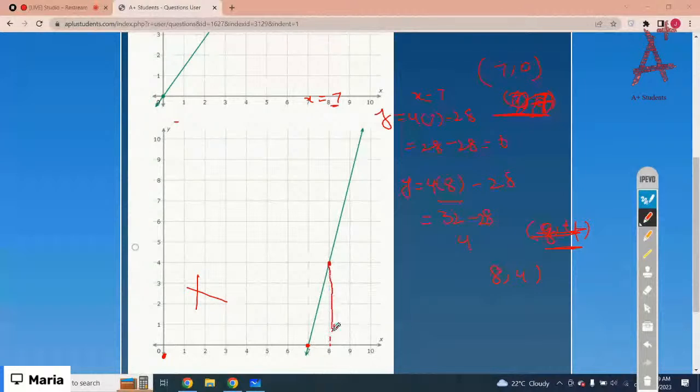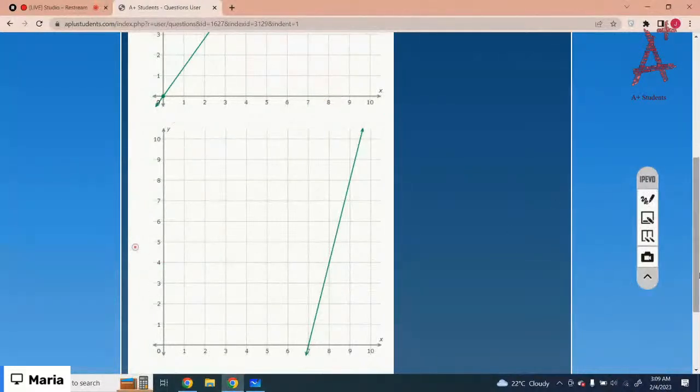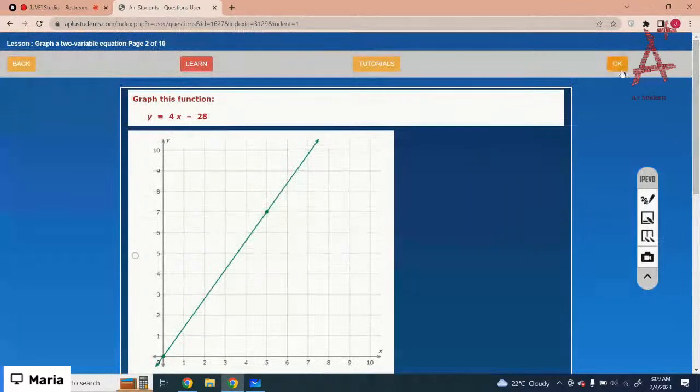You can just connect these points with a line. Here x equals 8 and y equals 4. Got it? So the correct option is the second one. The second one is the solution of the equation. So just select the correct option and then click on the OK button.